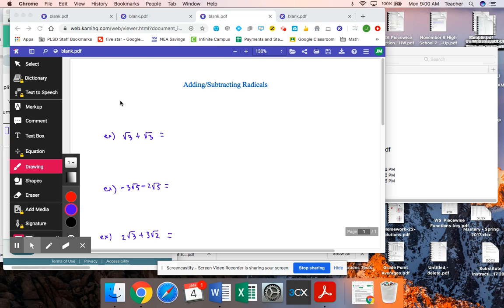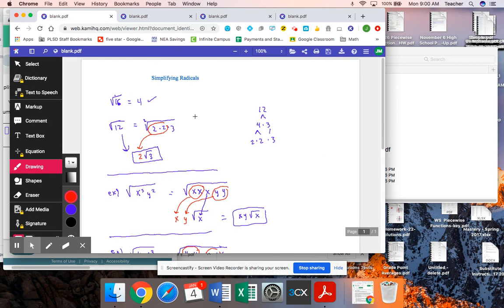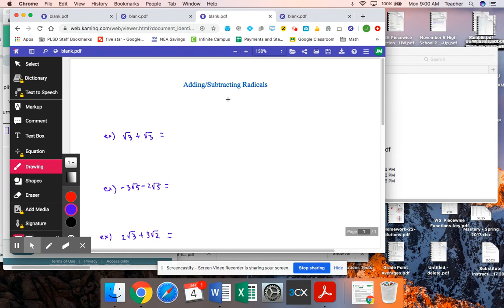All right, now we're going to talk about adding and subtracting radicals. So in the first video on radicals, we talked about simplifying them. And now, though, when we're trying to combine radicals, there's this key thing that you need to know, but then after that, it's just some practice, right? The key thing is that you need like radicals in order to combine.